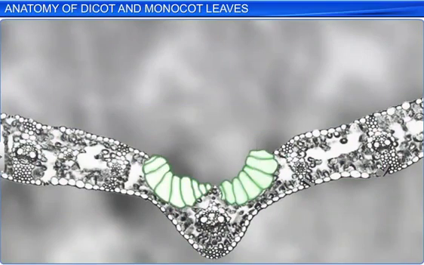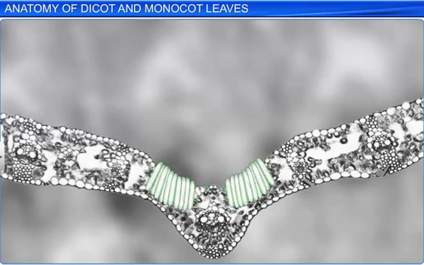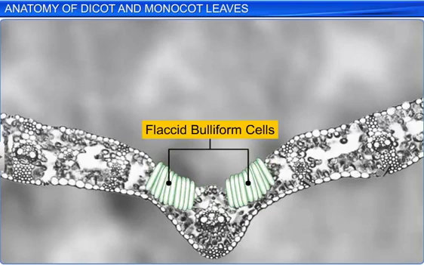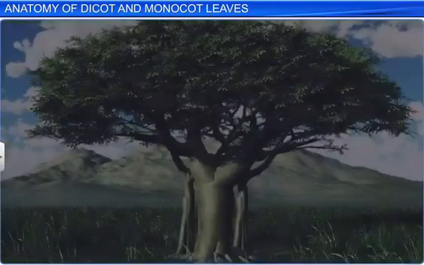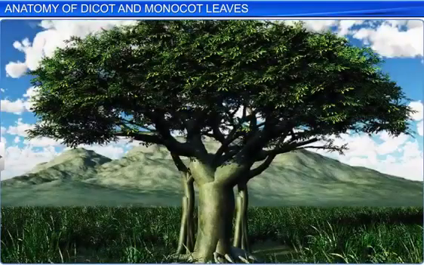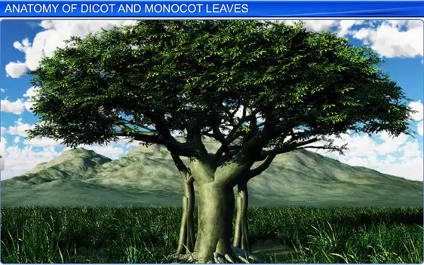Conversely, in water stress situations, there is loss of turgor pressure and bulliform cells become flaccid. As a result, the leaves curl inwards to minimize water loss. Hence, a lot of activity goes on in the internal structure of a leaf. Since major food production takes place in leaves, they are aptly known as the plant's powerhouse of energy.